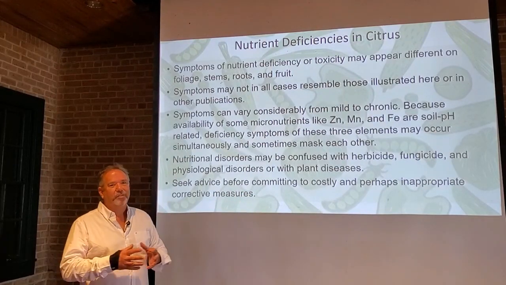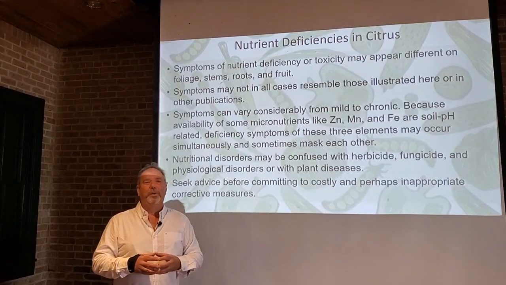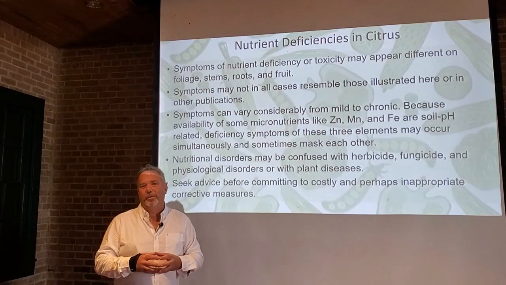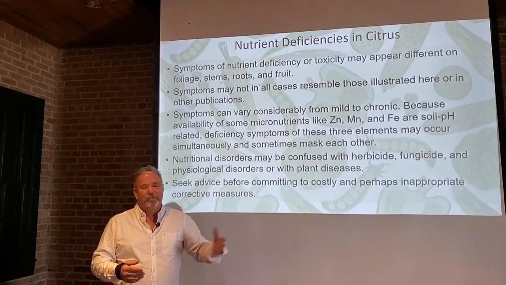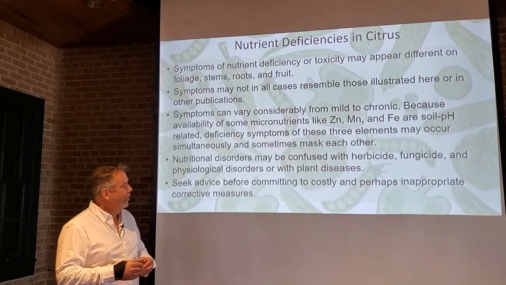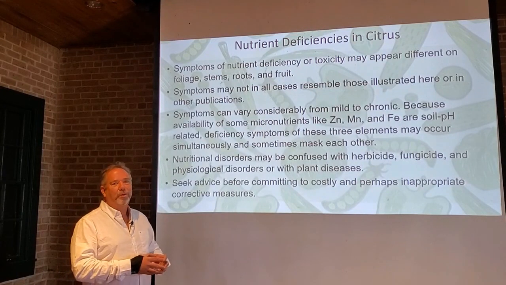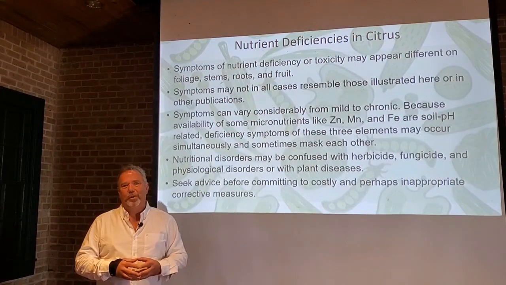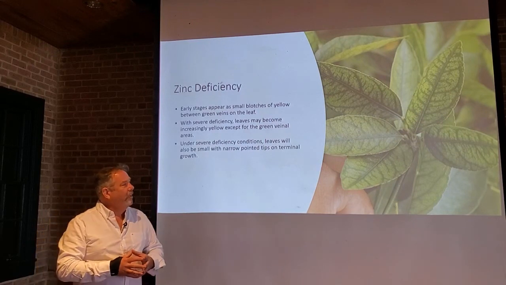We talk about this a lot. It's always important to correctly identify what's going on, because you could be spending time and money chasing the wrong solution, and the tree is going to be suffering and going downhill the whole time. And you could just be causing more harm than alleviating the situation. So, zinc deficiency, we're going to start with Z.